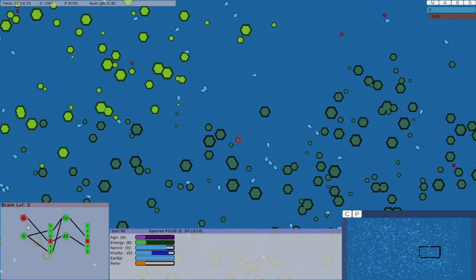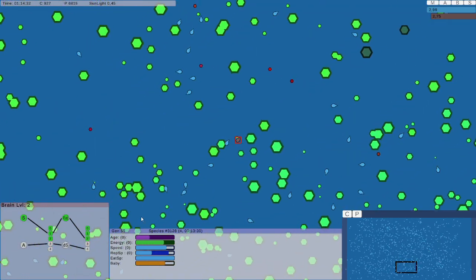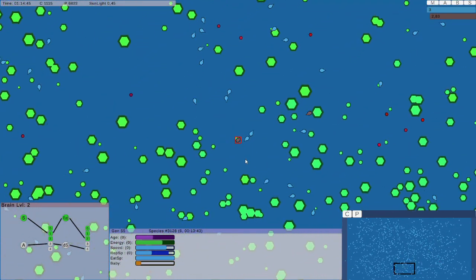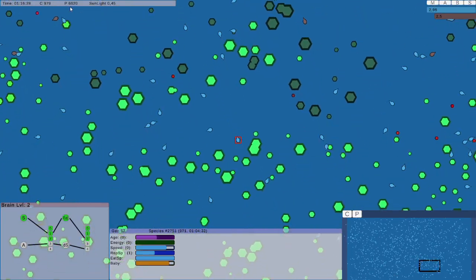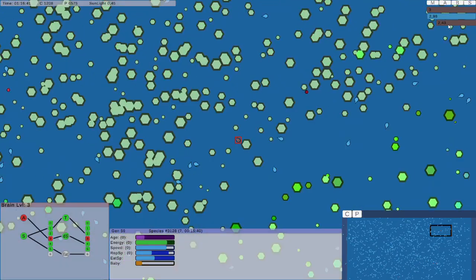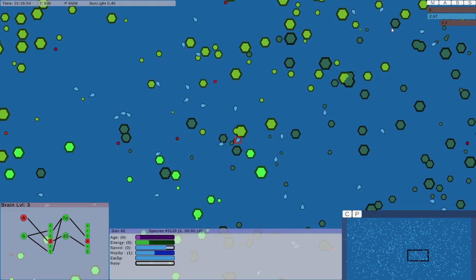At generation 55 we get our first species differentiation. We also notice that the brain level has been steadily declining, being around level 3 now and making its way to level 2. This is because bigger brains cost more energy.